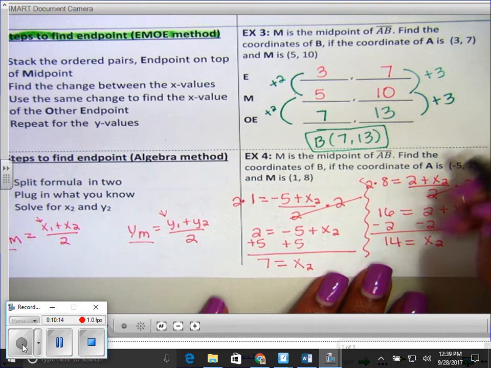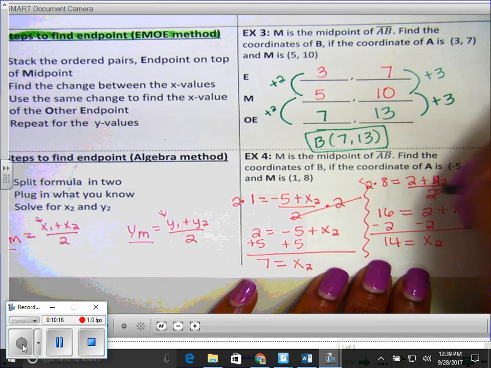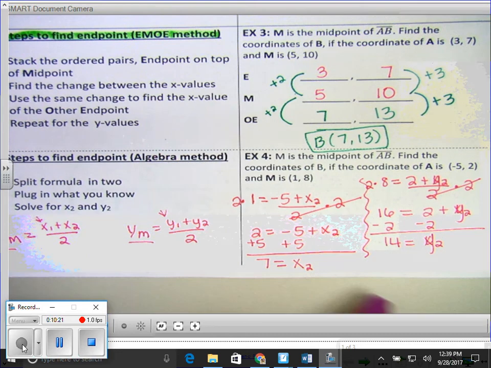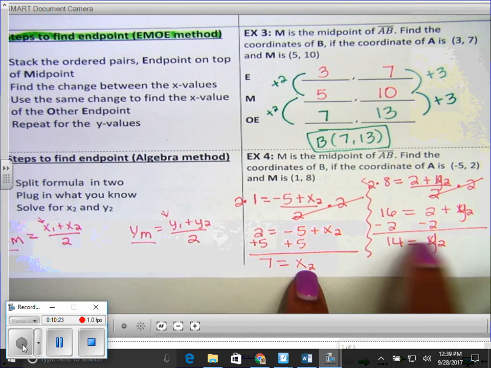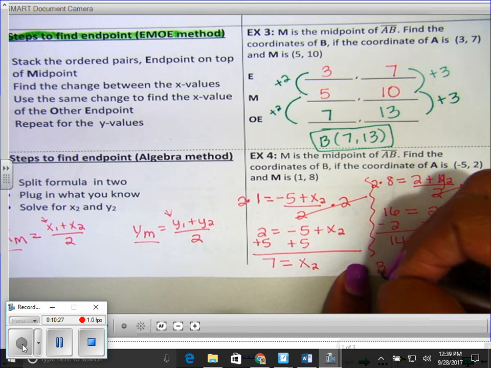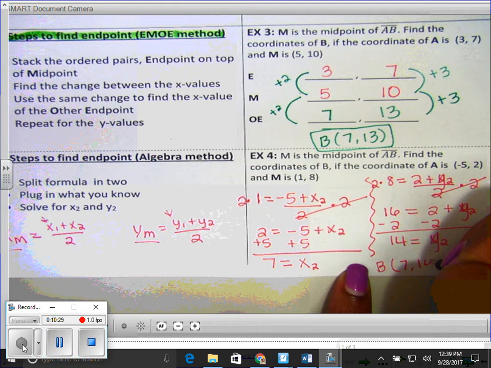So now, sorry, this should be y. Sorry. And now we know the x value is 7, the y value is 14. So the ordered pair for B would be 7, 14.